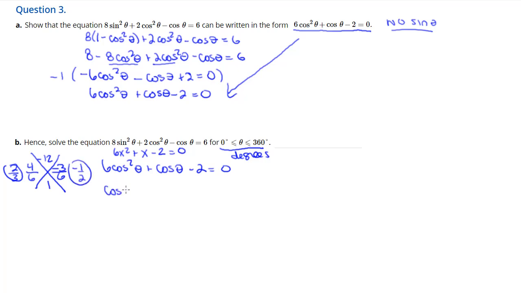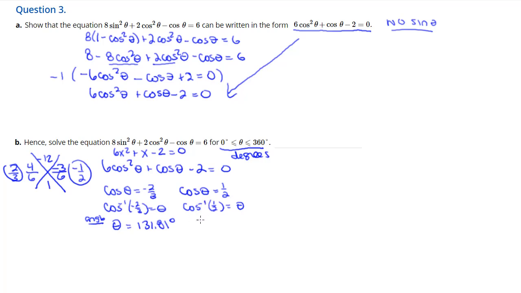So this is going to be the cosine of theta is equal to negative 2/3, and the cosine of theta is equal to 1/2. So now all I got to do is solve these. The inverse cosine of negative 2/3, and keep in mind, this is the angle we're finding here, is 131.81 degrees. And then the other one, I'm going to find that one. So what angle gives me 1/2 when I do the cosine of it? Well, it's going to be 60 degrees.